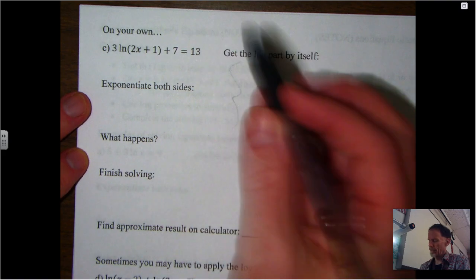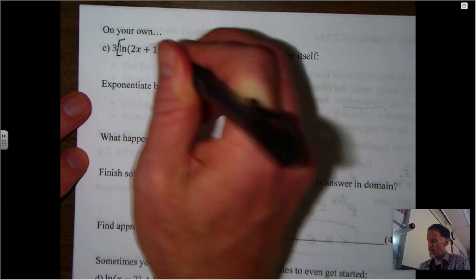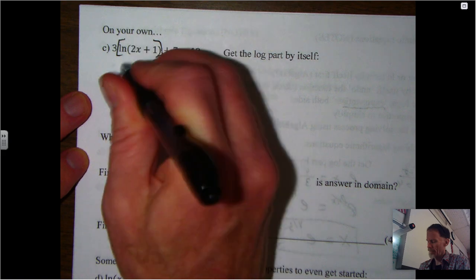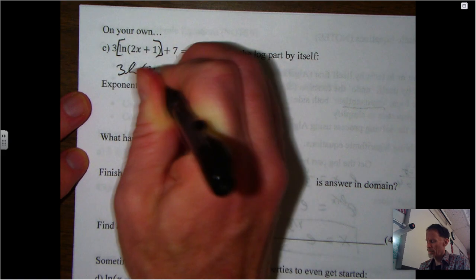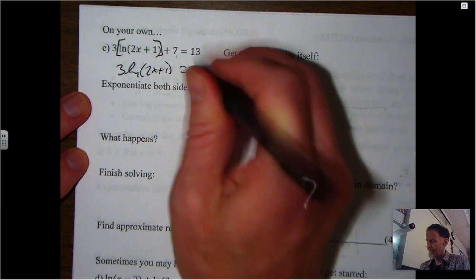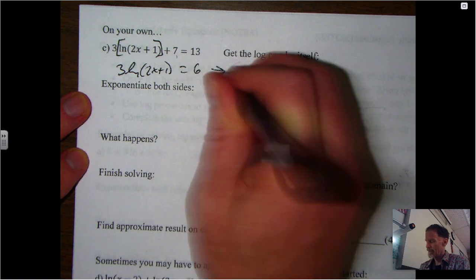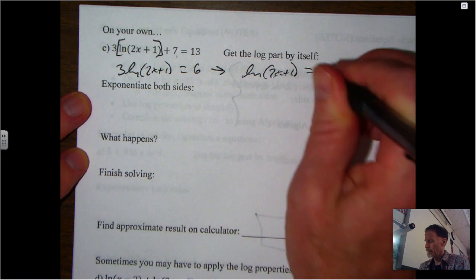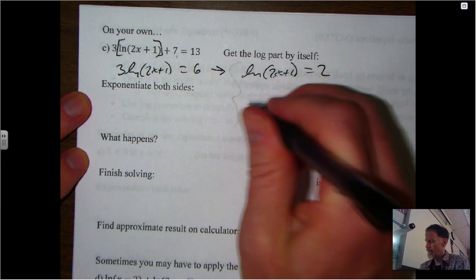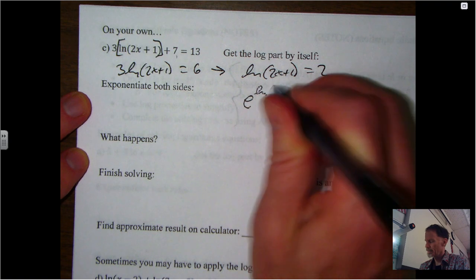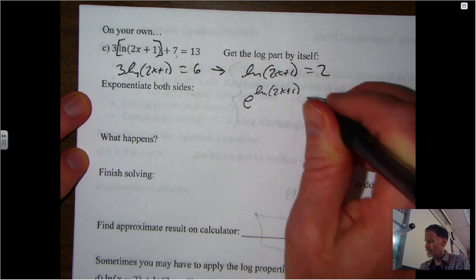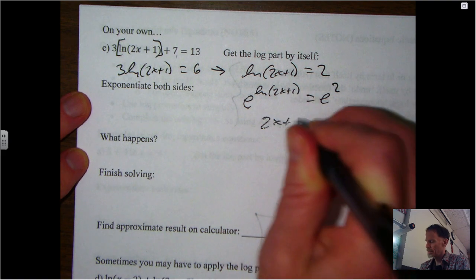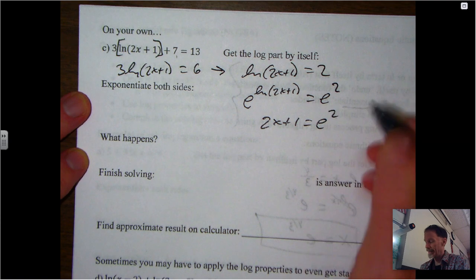All right, so again, isolating the log function, so subtract 7, divide by 3. So we're going to have 3 ln of 2x plus 1 equals 6, and then divide by 3 is equal to 2. Exponentiate both sides. And then we have 2x plus 1 equals e squared.